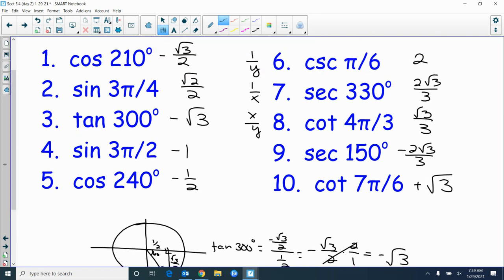Okay. All right, so we're going to keep hitting these. If you need to draw it out, draw it out. Make sure you know your triangles. Make sure you know where it's positive or where it's negative.